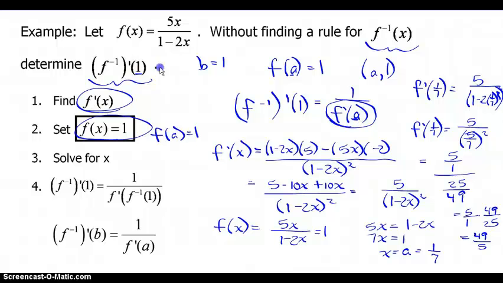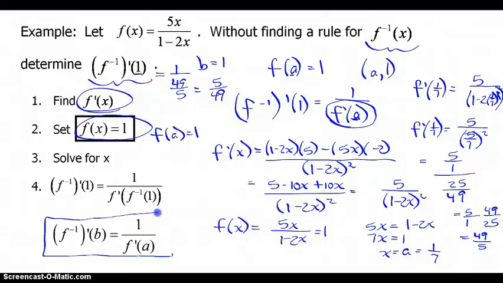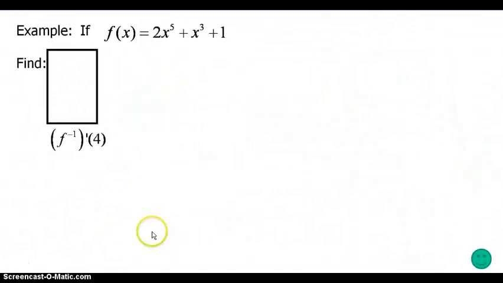So f inverse prime at 1, I'll just sneak this in right here, is 1 over 49/5, or it is 5/49. So not quite as straightforward as if it was f inverse prime at a equals 1 over f prime at a, but you get the idea. Let's work this one final example.